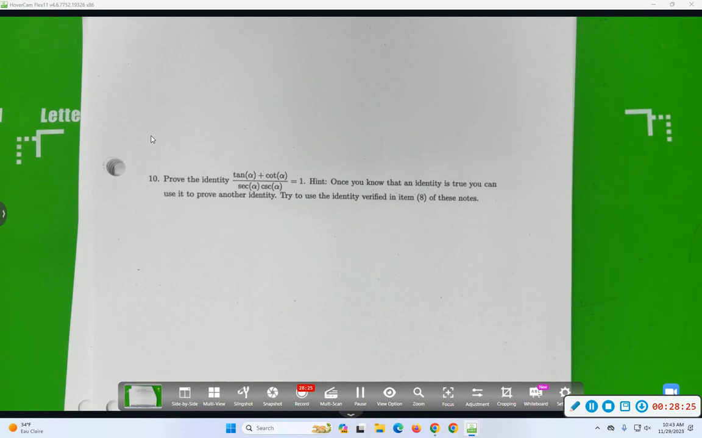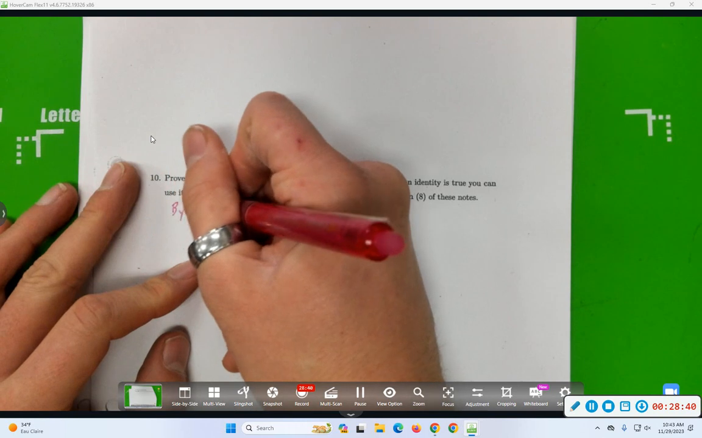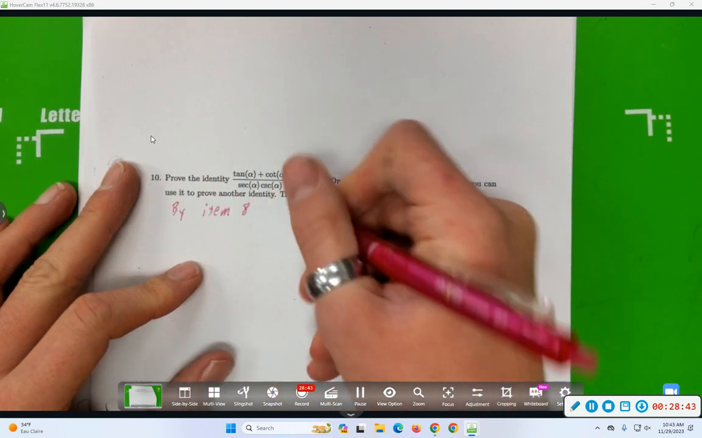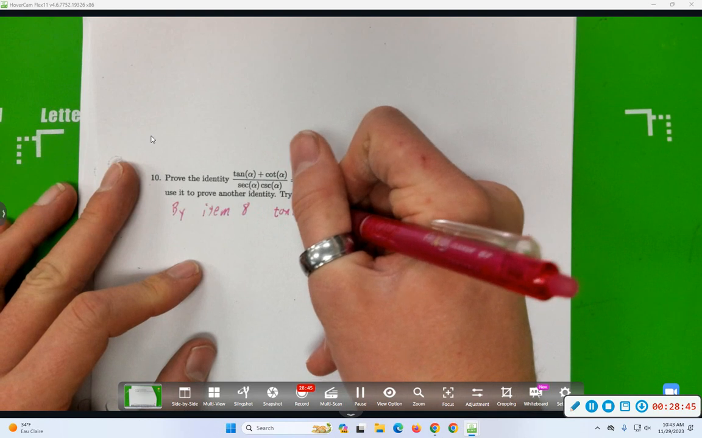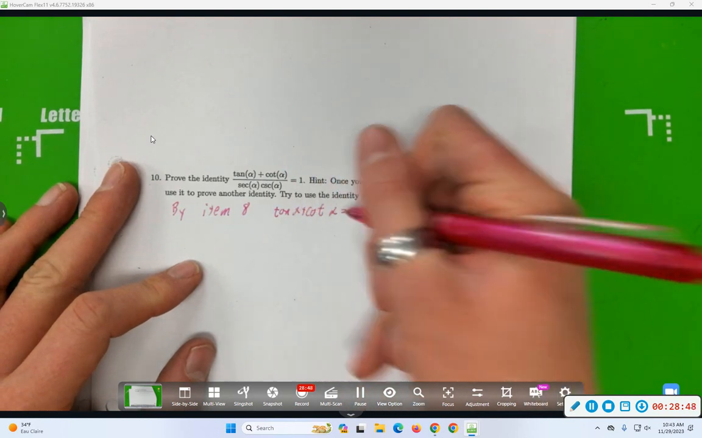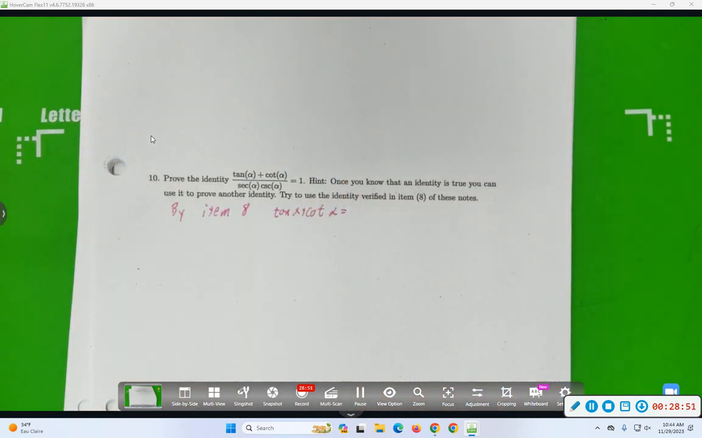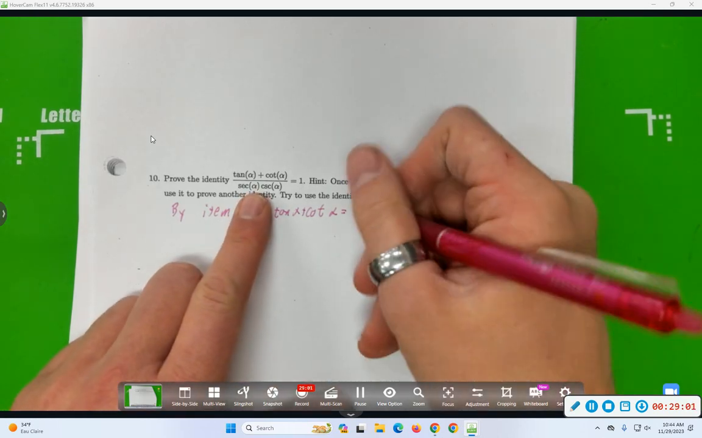So here's what this problem is trying to communicate. I can make this proof super short by appealing to something I already know. Let's appeal to this thing I already know. So let's start with this. By item 8, I know that tangent alpha plus cotangent alpha is equal to something. What does item 8 tell me tangent plus cotangent is equal to? The denominator. Oh, okay. Yeah, that's excellent.